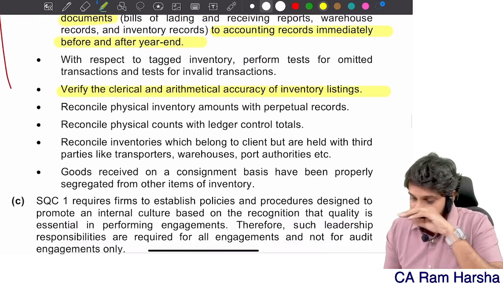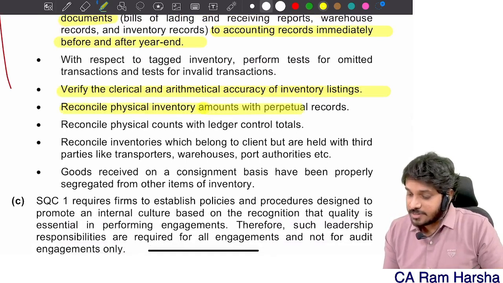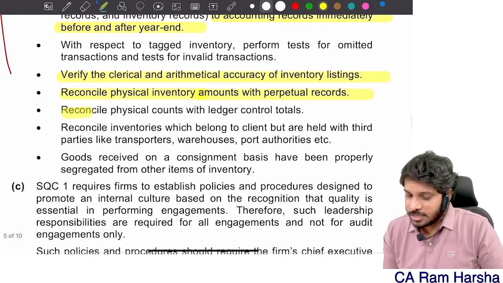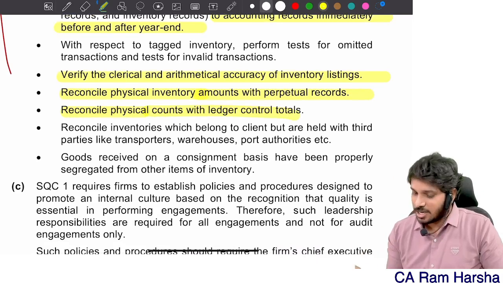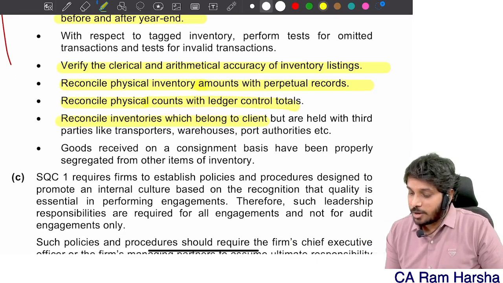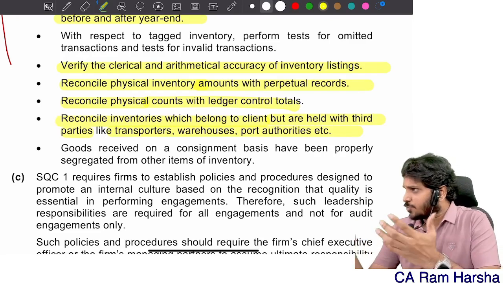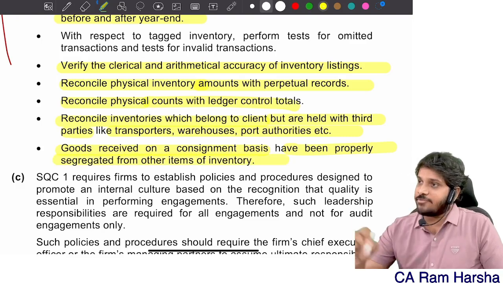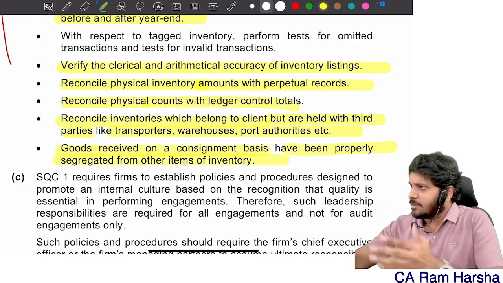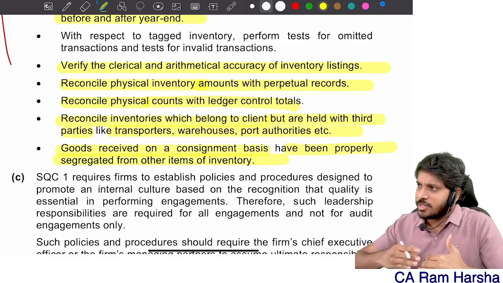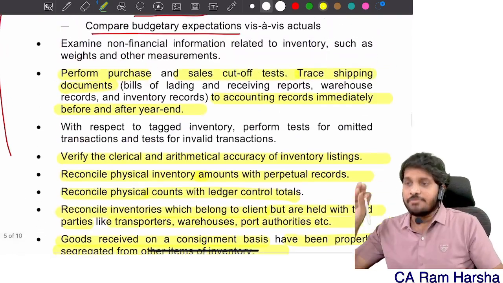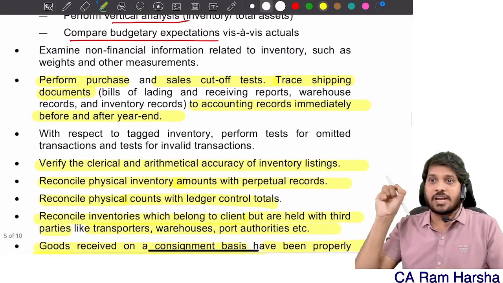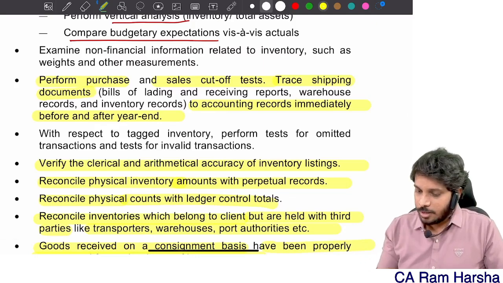Verify arithmetical accuracy of inventory listings. Reconcile physical inventory with the perpetual records. Reconcile physical count with ledger control totals. Reconcile inventories belonging to the client but held with third parties by external confirmation, transport copy, all that. Goods received on consignment have been properly segregated from other items of inventory. Consignment basis, whatever goods are not owned by you, should be kept separately. So any 5 points you can write. This is an items of financial statements question. Next.